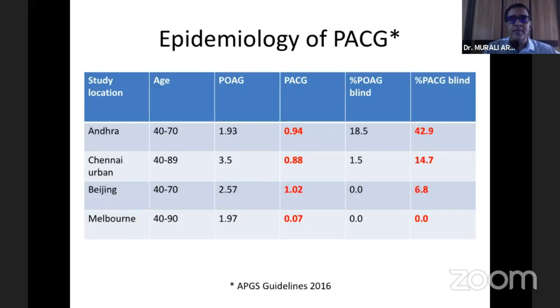Look at the epidemiology of angle closure glaucoma itself. You will find that it is less common than POAG, but more blinding. That is why angle closure glaucoma is important: it is a more blinding disease. Looking at, for example, the Chennai urban survey, you will find that 14% of angle closure disease was discovered to be blind, at least in one eye, whereas in open angle glaucoma the blindness is much less.